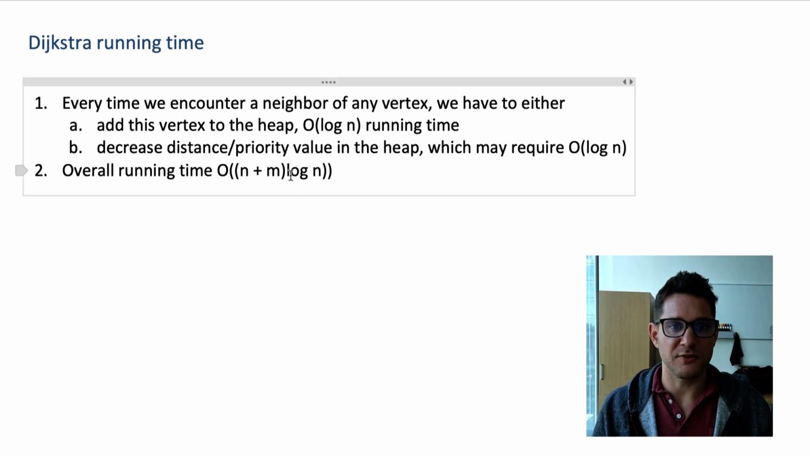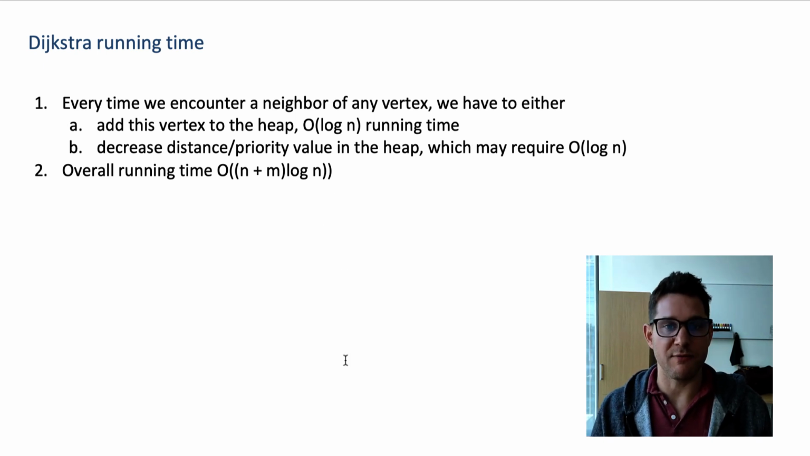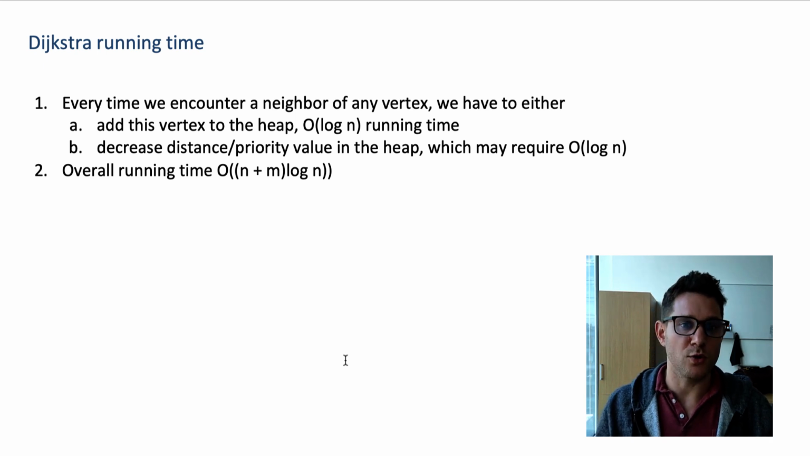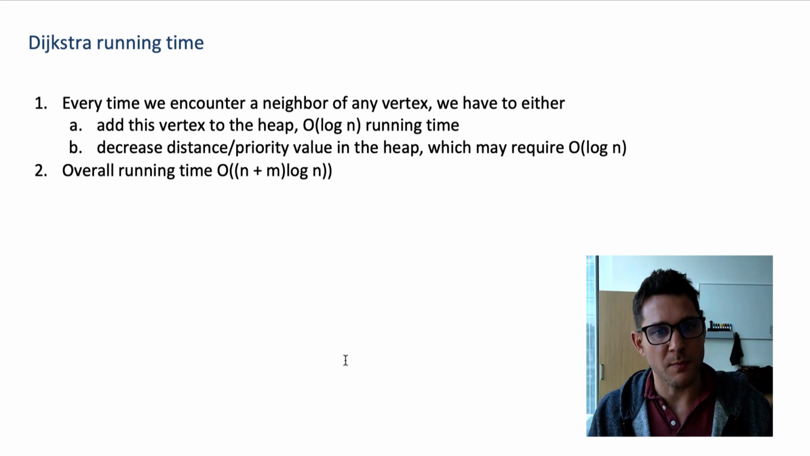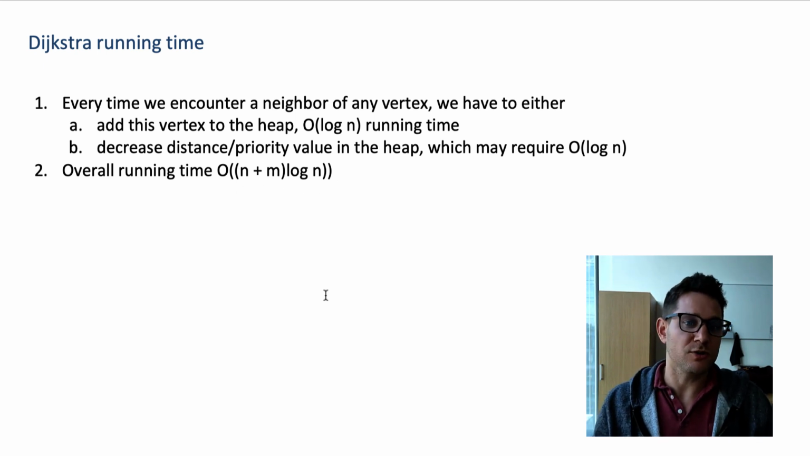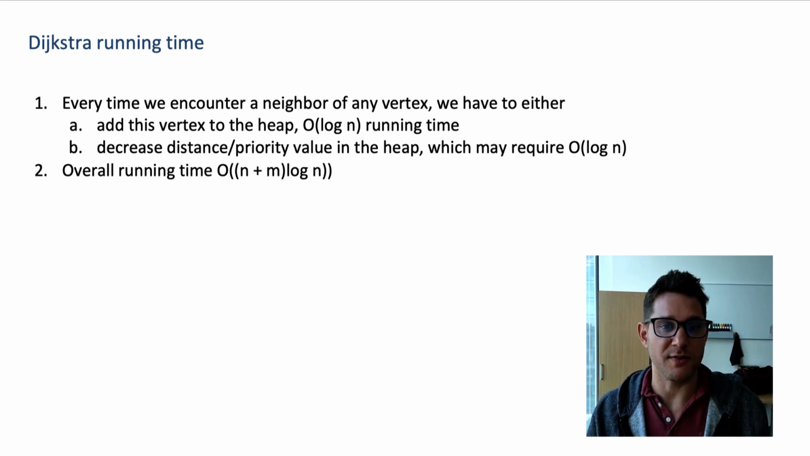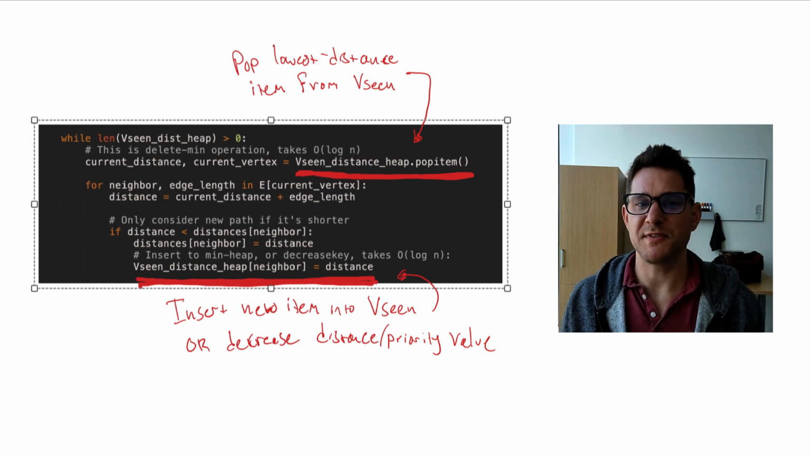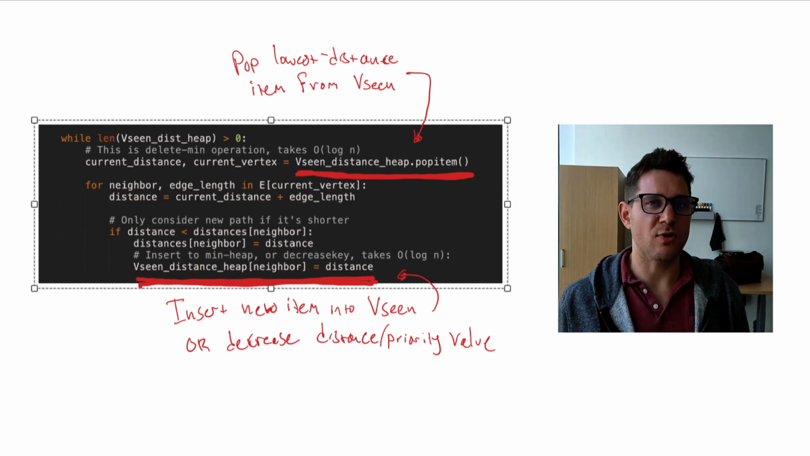But you'll notice that you had to do an O of log n operation every time you encountered a node or an edge in this graph. Therefore, for every node and edge in the graph, you had to do an O of log n operation. So the total running time of Dijkstra is going to be on the order of O of (n plus m) times log n.